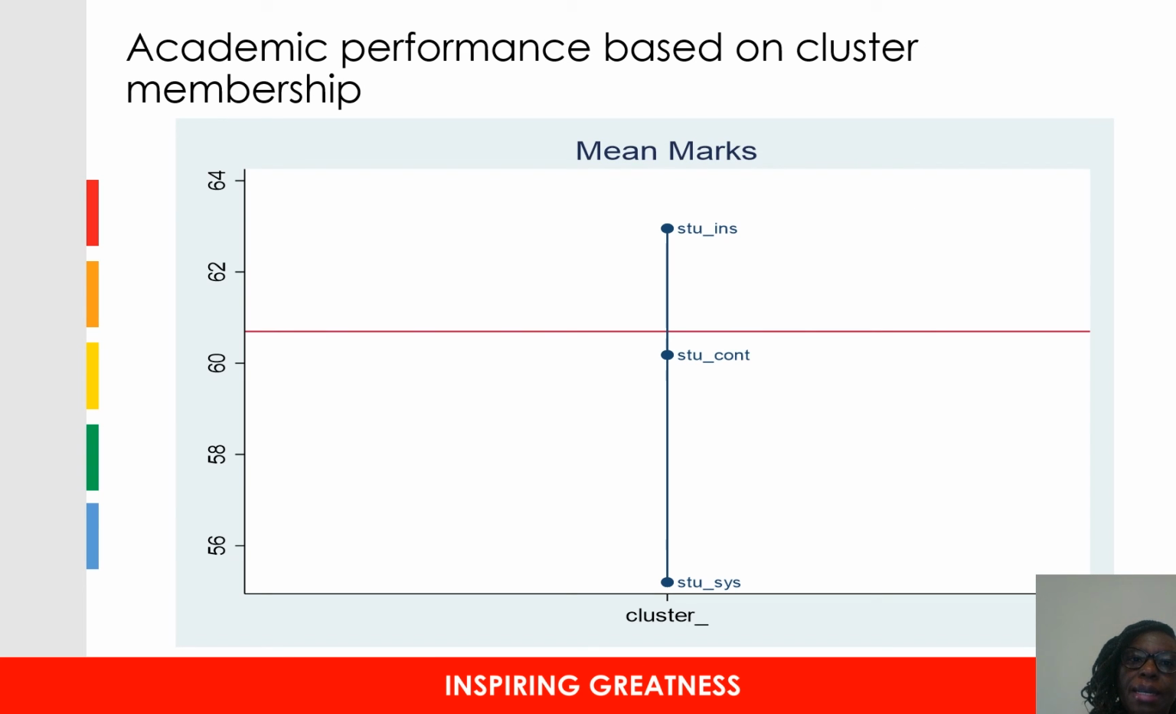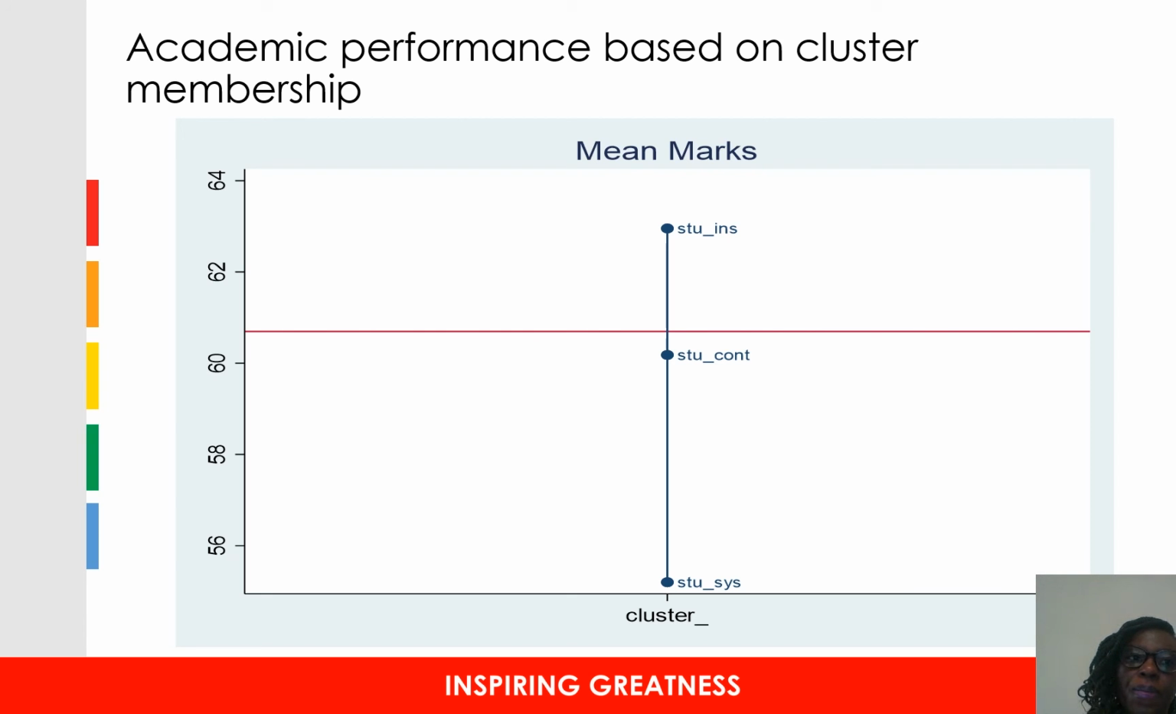We then subjected the cluster membership to another analysis. We considered what was the difference in mean marks for the 3 different clusters, and we found that students who had more interaction with the instructor were most likely to get more marks, approximately 6% more than students who only interacted with the instructions. And students who interacted with the content were most likely to get approximately 3 marks less than those who interacted with the instructor.